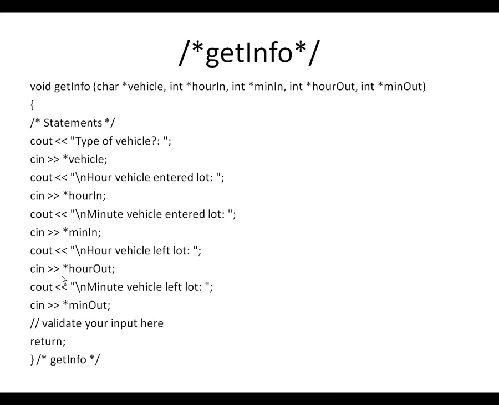I didn't do a validation of the inputs, but I need you to put that in your program when you are writing your own program. Validate that your input is valid. The hours are between 0 and 23, and the minutes are between 0 and 60, and the type of the vehicle is either lowercase c or uppercase C, lowercase b or uppercase B, and lowercase t or uppercase T.